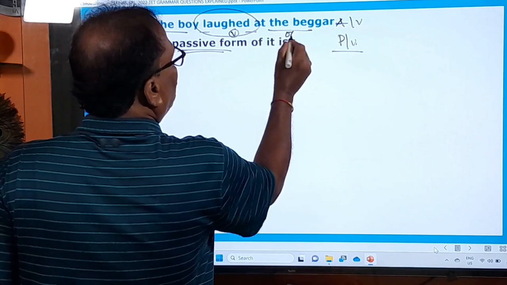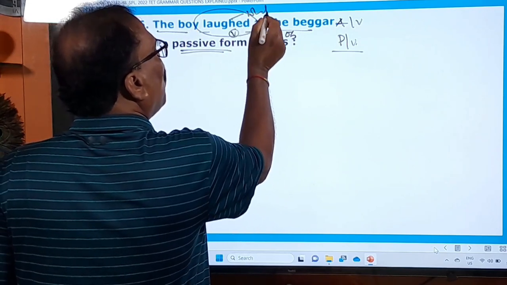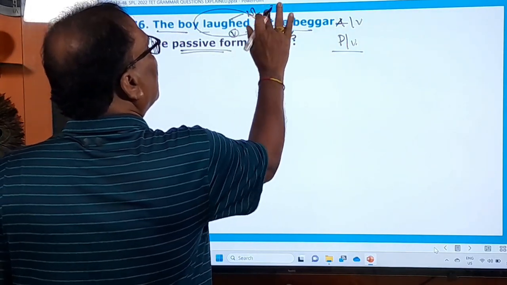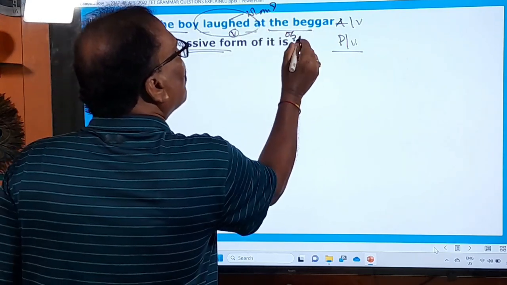So this object, the boy laughed at. To find out the object, what should you do? You must ask the question, what? You must pose this question. The boy laughed at what? No answer. Whom? The boy laughed at whom? The beggar. So this is the object.